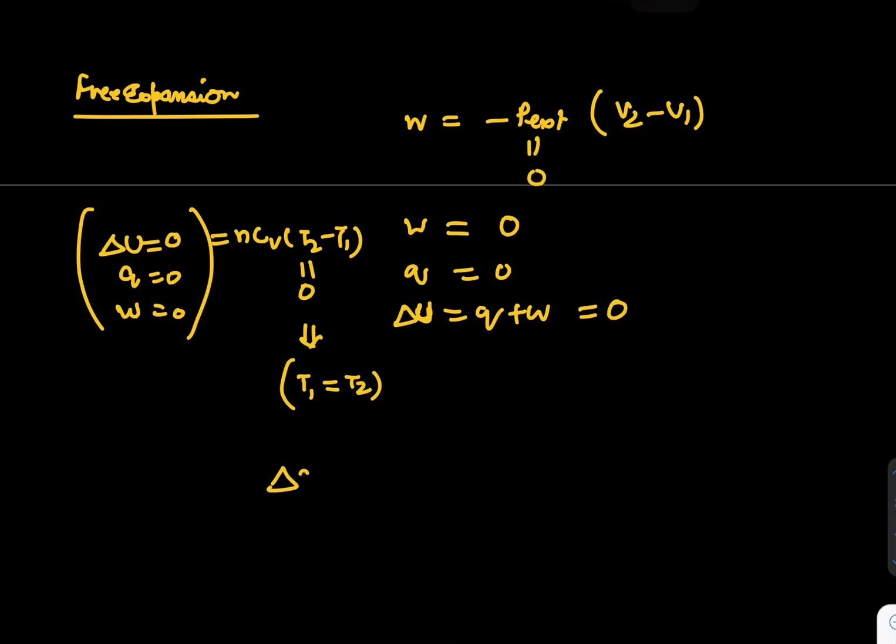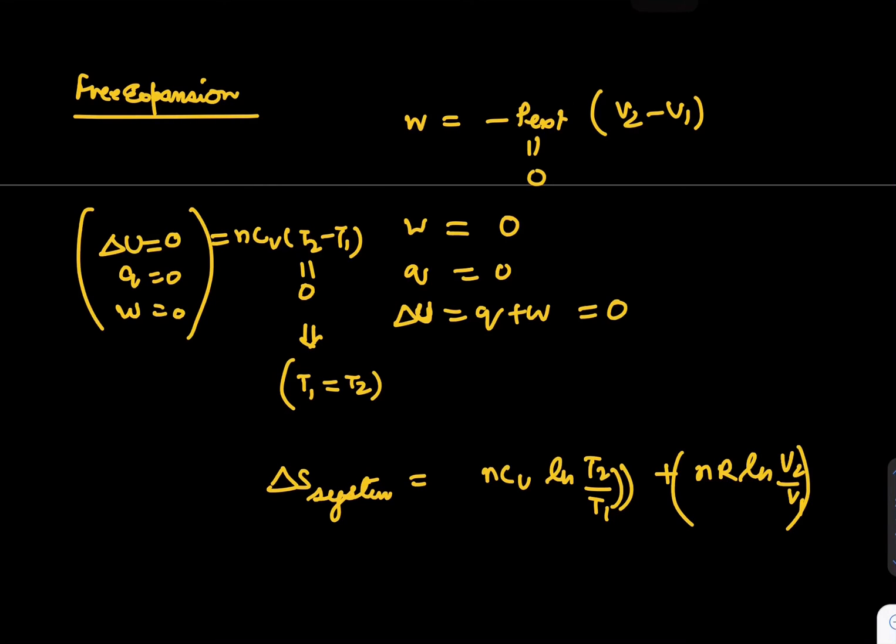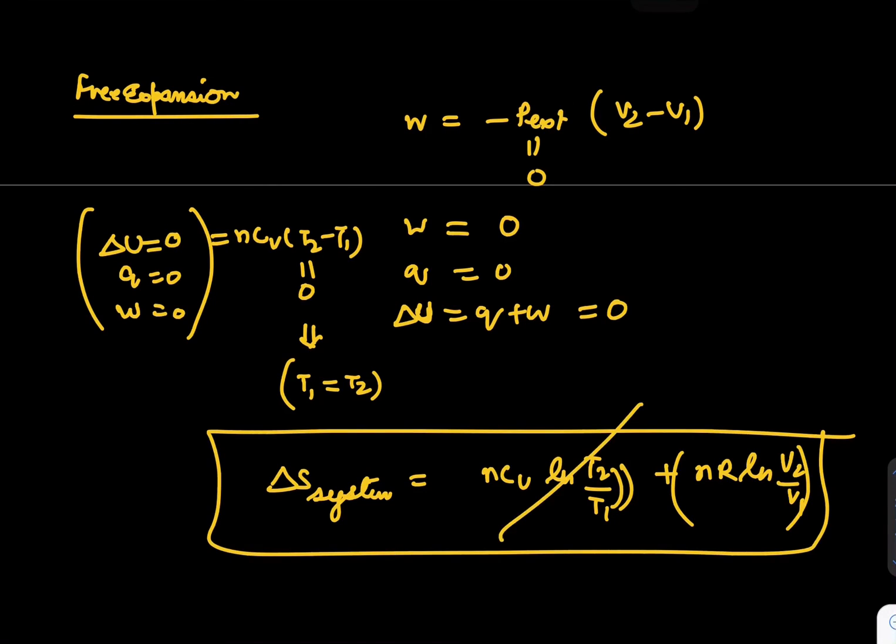So in our final result, delta S system, don't say it is 0, it will be nCv ln T2 upon T1, which is 0 actually because there is no change in temperature, plus nR ln V2 upon V1. So this whole first part is 0, only this part will come into play and this part will only be considered. So your final answer will be based on nR ln V2 by V1.